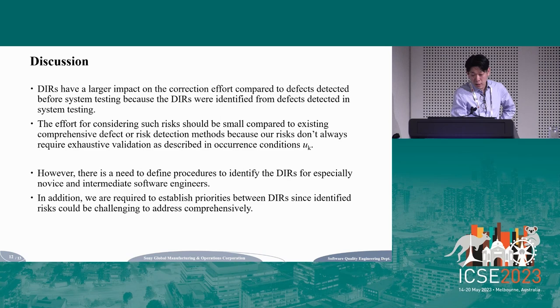DIRs have a larger impact on the correction effort because the DIRs were identified from defects detected in system testing. Additionally, the effort for considering such risks should be small compared to existing comprehensive risk detection methods because our risks don't always require exhaustive validation as described in occurrence conditions.